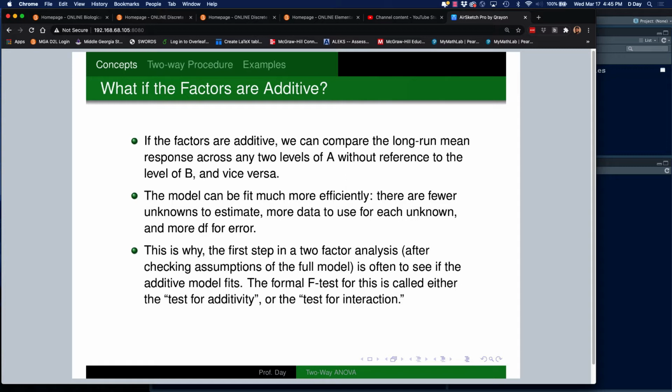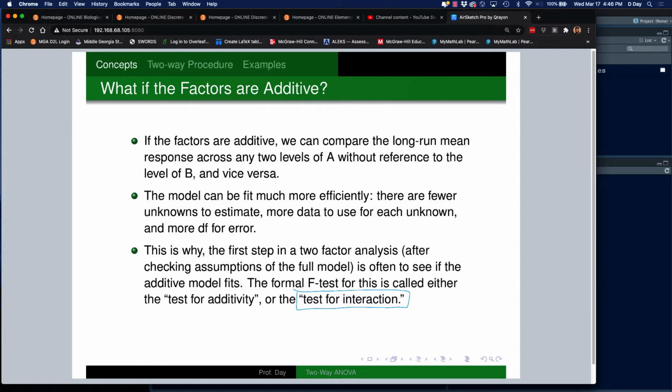This is basically why the first step in any two-factor analysis, after we've checked our normality assumptions and our variance assumptions for the full model, is often to see if the additive model even fits, aka do a test for interaction. If there is no interaction, then the additive model will fit. All right, so that's usually the first step in all these things.